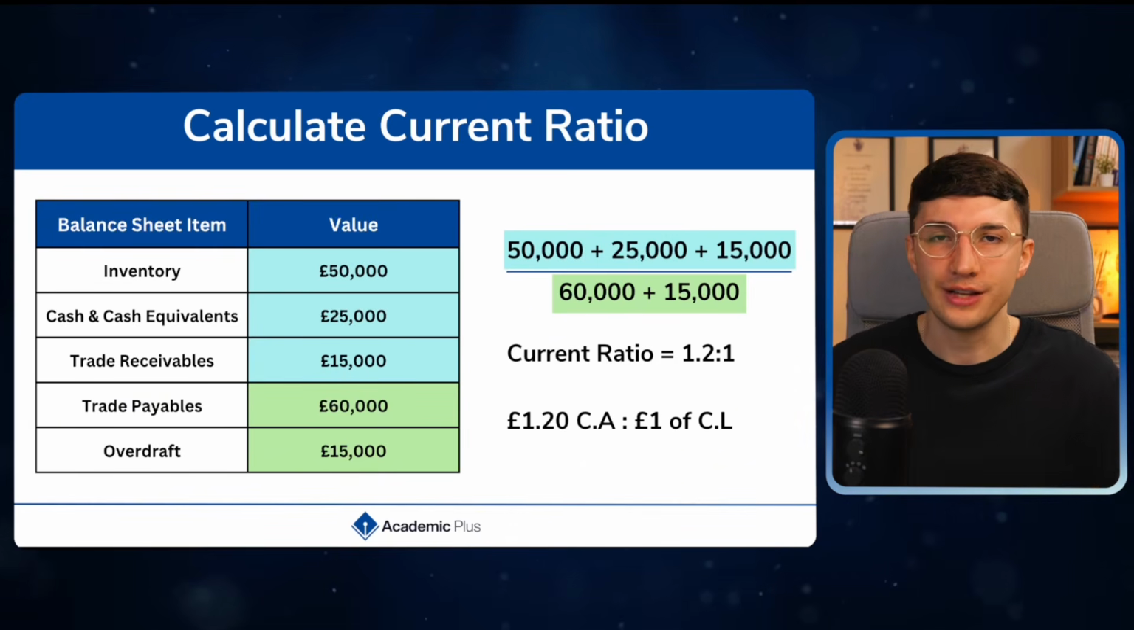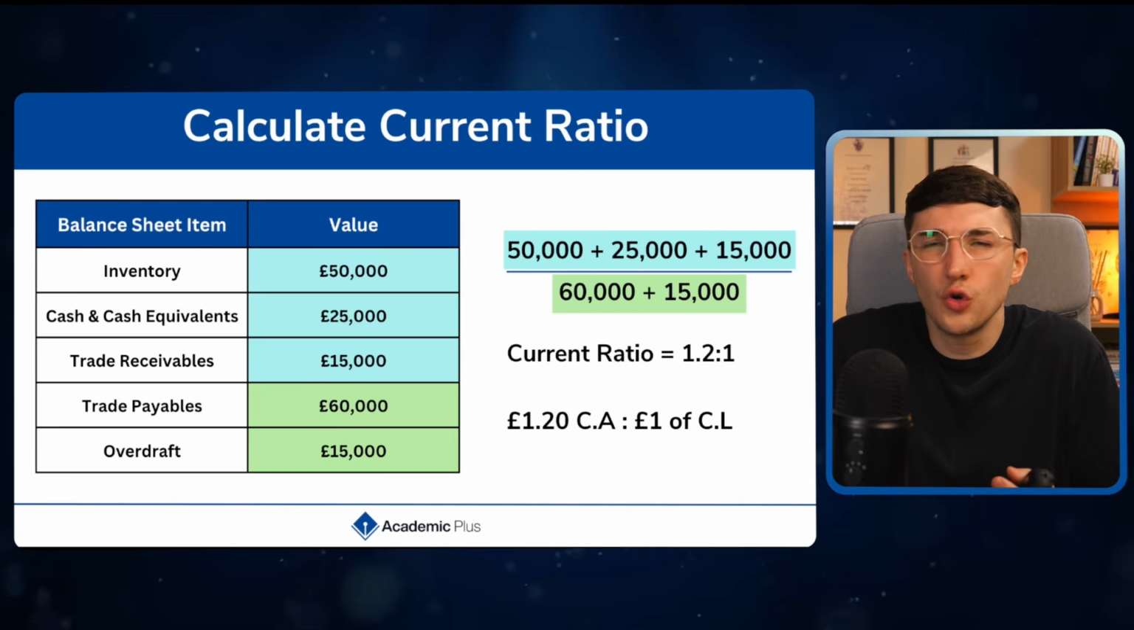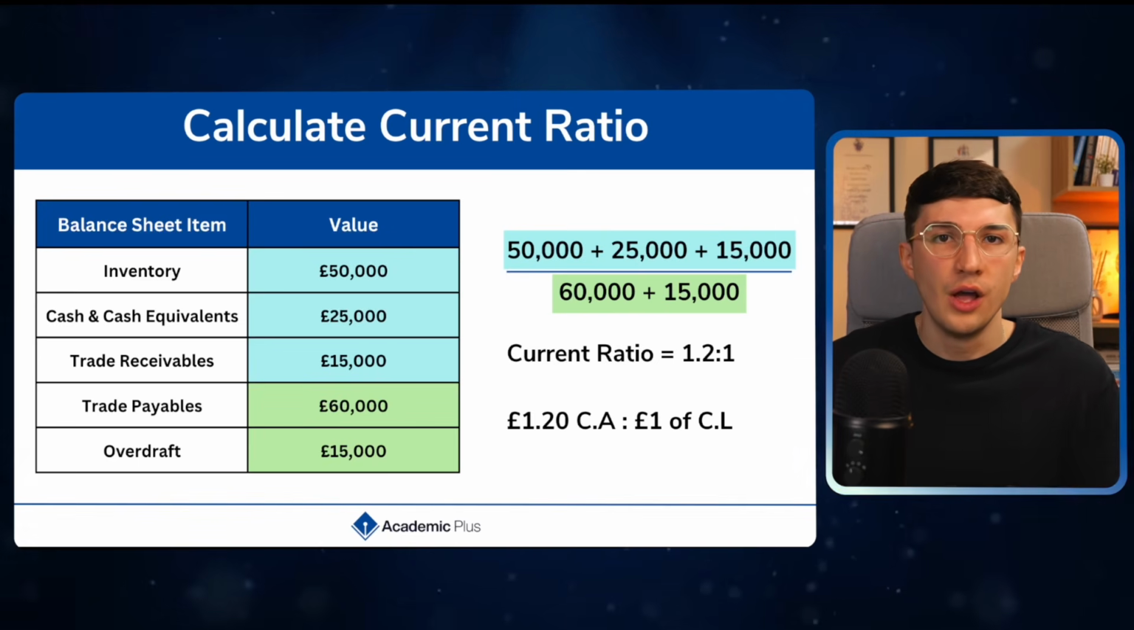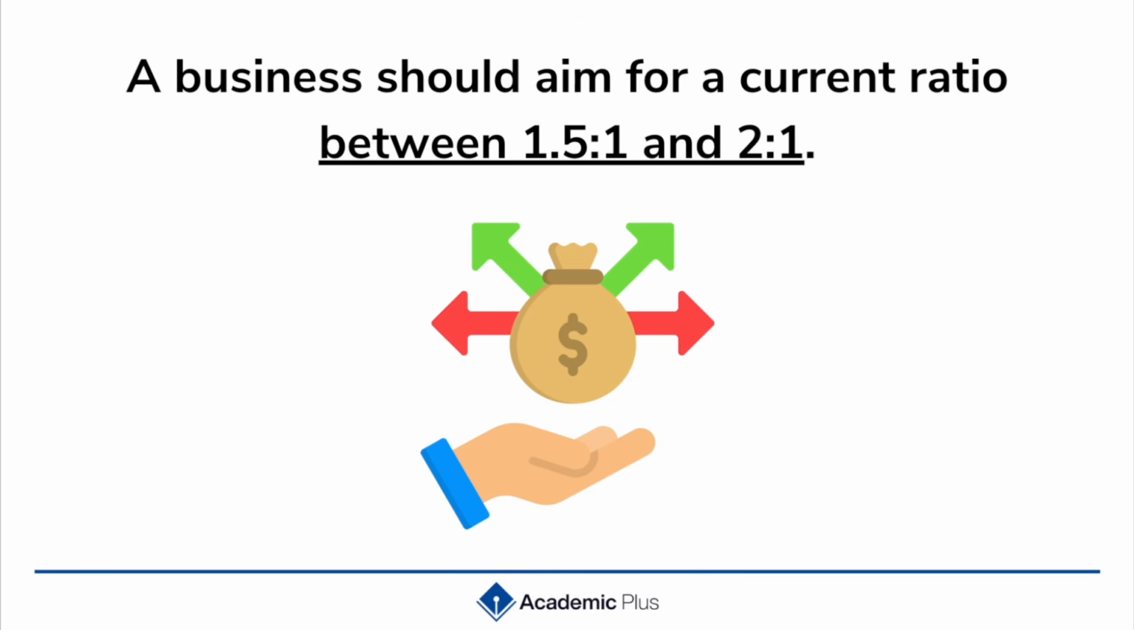But the question we ask now is, what is a good current ratio to have? Logically, we want more current assets than current liabilities, but how much more? The ideal ratio is anywhere between 1.5 and 2. If it's below 1.5, a business may struggle to pay its short-term debts, leading to cash flow issues and reduced confidence from their investors.